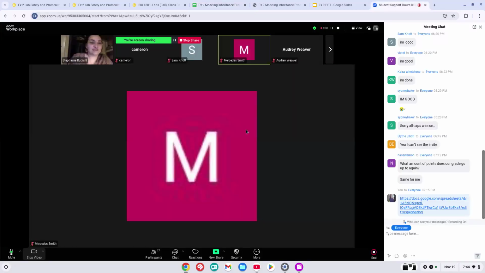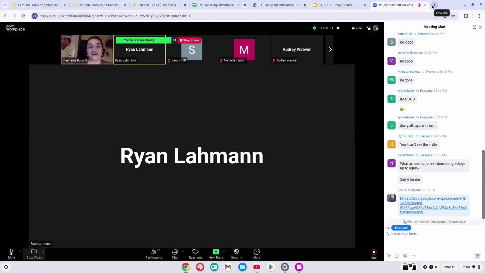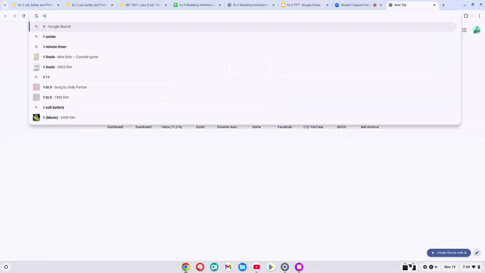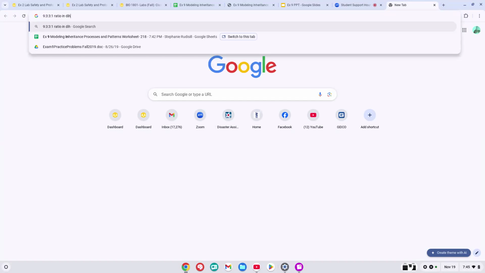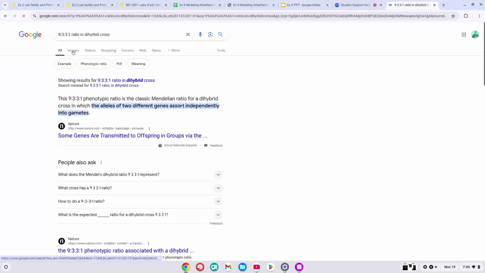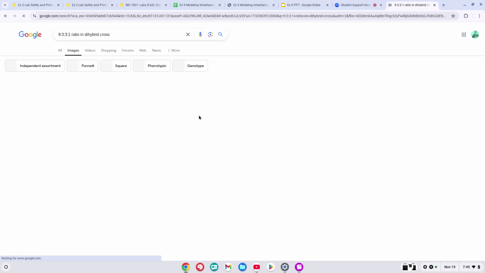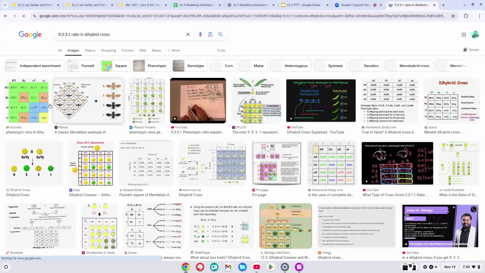Does anyone want to try to explain why we would see a 9 to 3 to 3 to 1 ratio based on the data tables we looked at? Because I'm going to share one more thing with you guys, and I'm going to let you go. So, Ryan, give it a shot. I was just saying, is it because of the Punnett square? Yes. All right. But again, it's because of that independent assortment of genes and alleles, right?